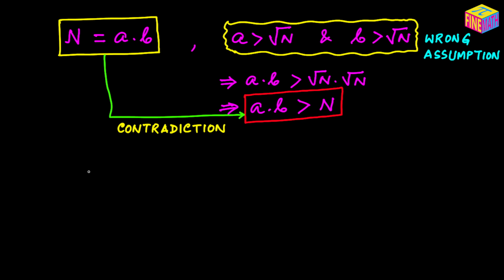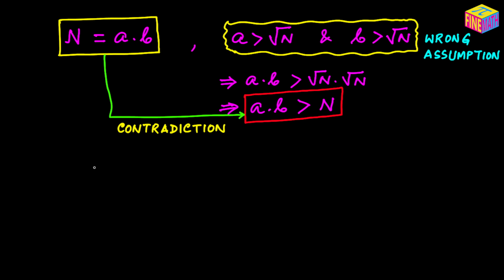That is the part we need to clearly understand, that our assumption was a is greater than square root of n and b is greater than square root of n. We assume that both a and b, each of them are greater than square root of n at the same time, but that assumption has been proved wrong, right? So then we have to say that either a is less than or equal to square root of n or b is less than or equal to square root of n.